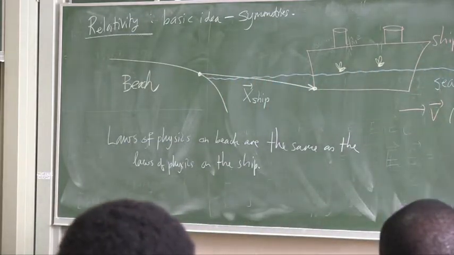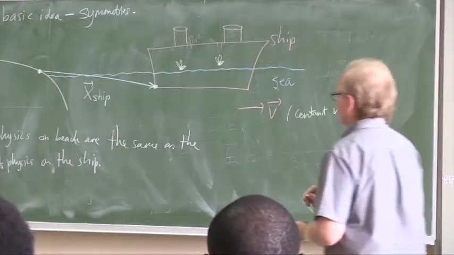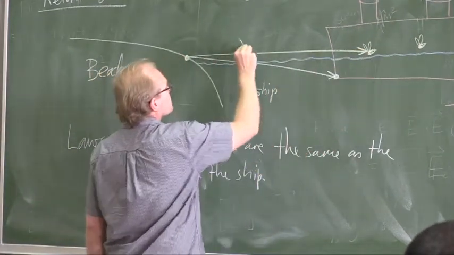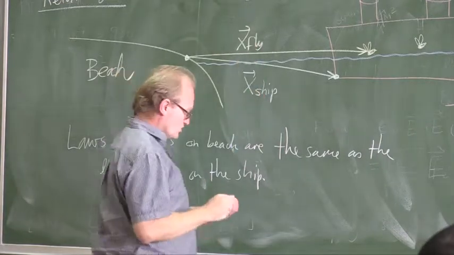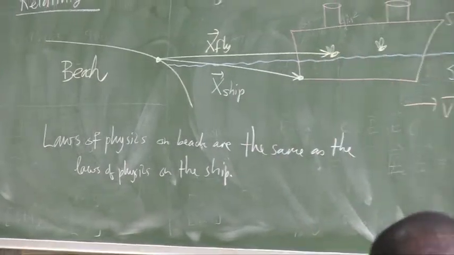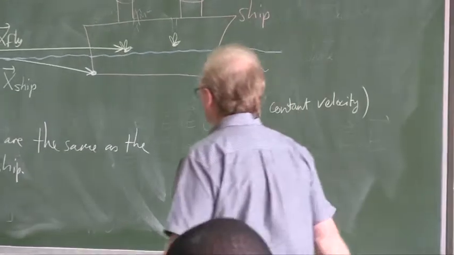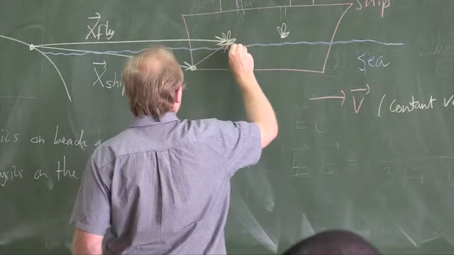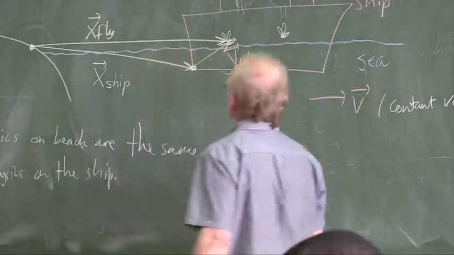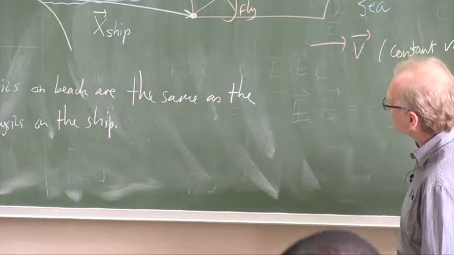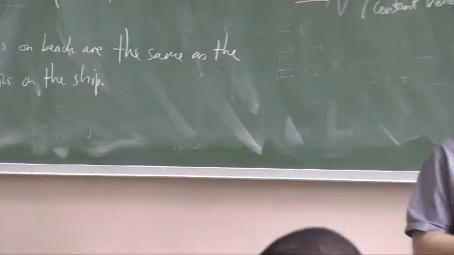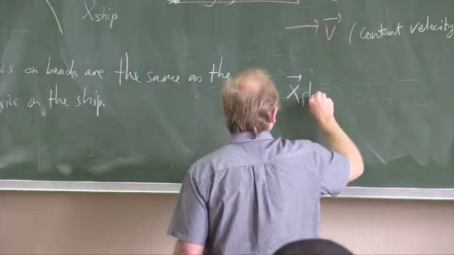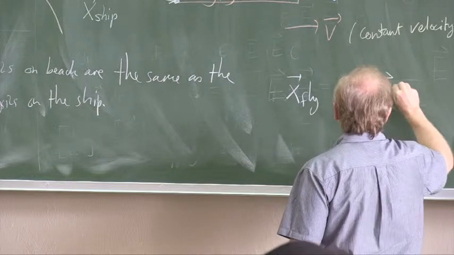Now, you might want to know where is the position of the fly. And now there's two possibilities. You might measure the position of the fly like this, x fly. Or you might decide to measure the position of the fly when you are sitting on the ship. And if you're sitting on the ship, there is the position. Let's use a different coordinate. Let's maybe say y, fly. Okay? There's the position of the fly. Good. Can you guys tell me what is the relation between x fly and y fly?